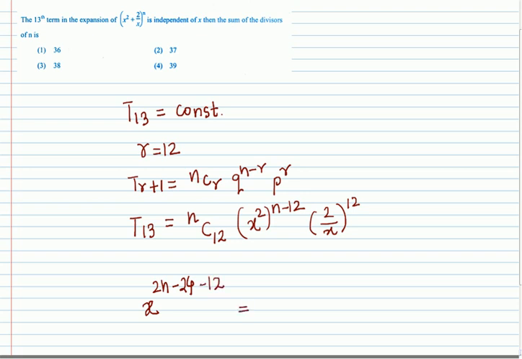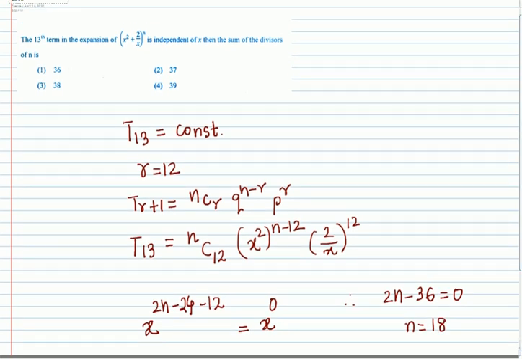Now to be independent, x power must be 0, right? So what we'll get is 2n minus 36 equal to 0. Hence n must be equal to 18. n must be equal to 18.